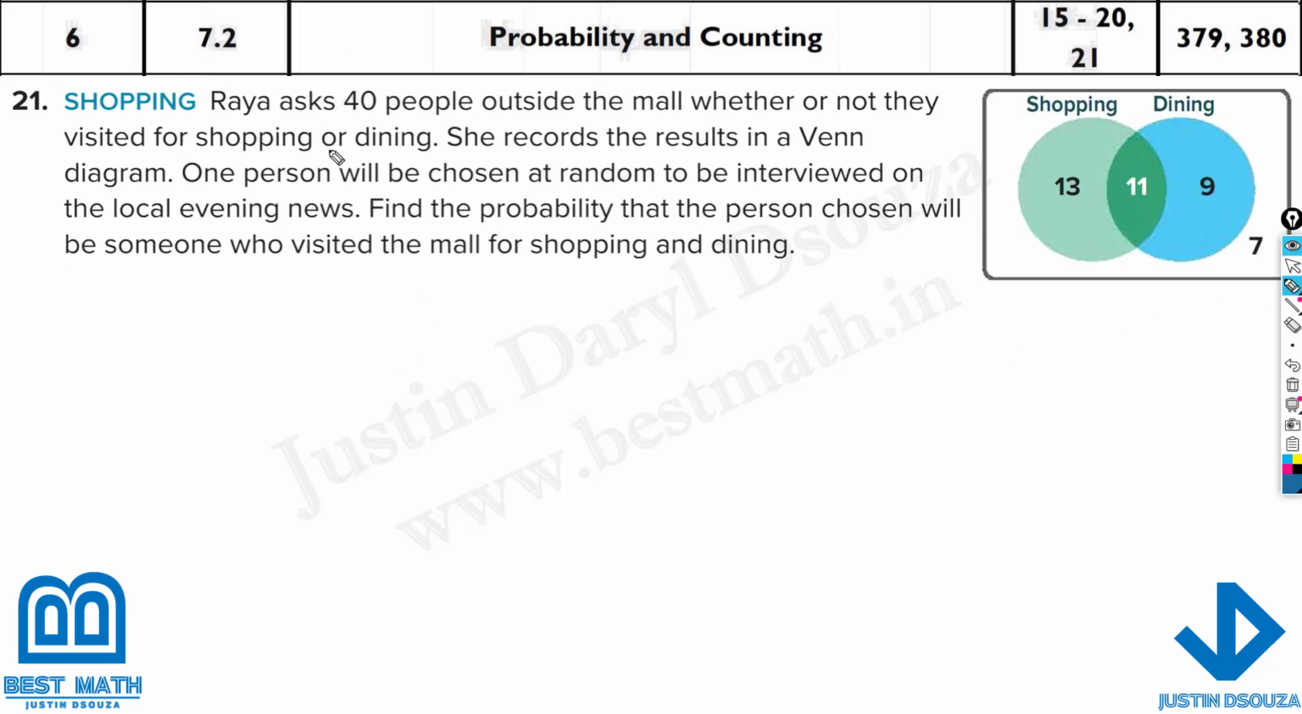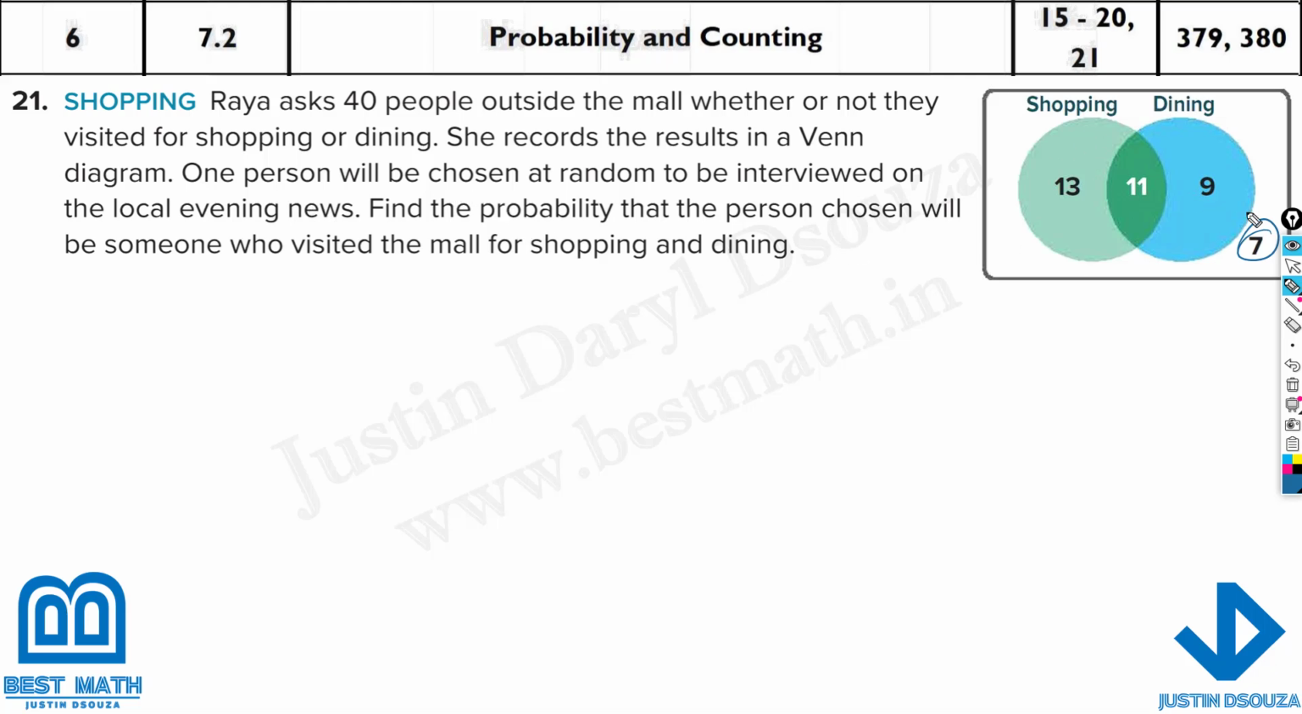Here it is about shopping. Raya asks 40 people outside the mall whether they visited for shopping or dining. So in a mall, there's both shopping and dining. What did they go for exactly? She records the results in the Venn diagram. 13 only went for shopping, 9 only went for dining, and 11 went for both. Whereas 7 didn't even go inside, because that's outside, right? They didn't go for any of these reasons.